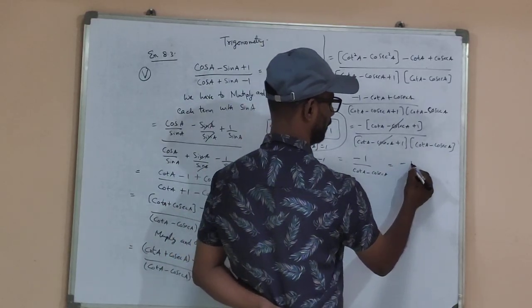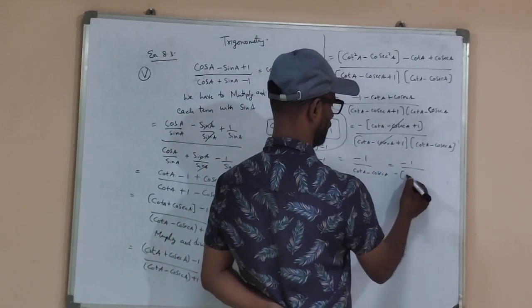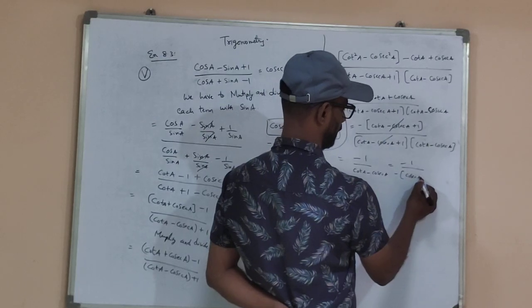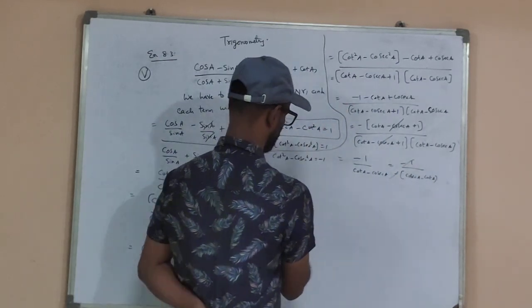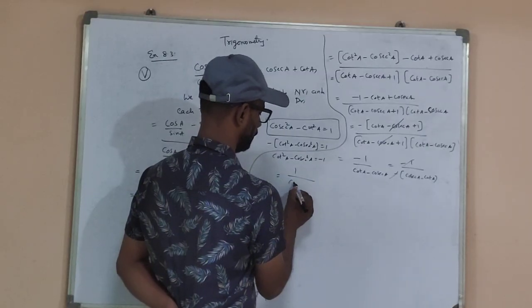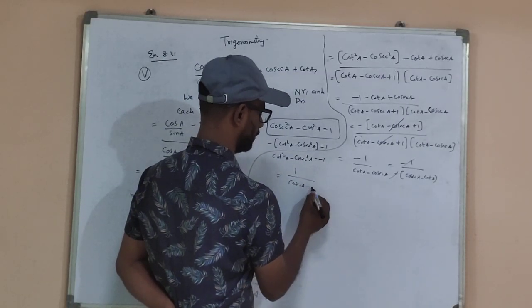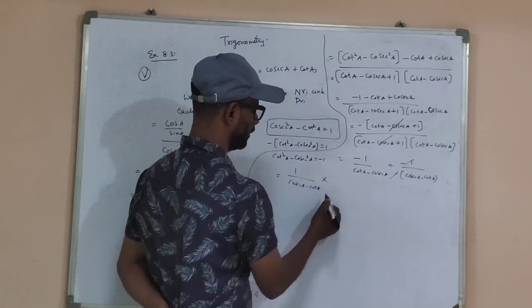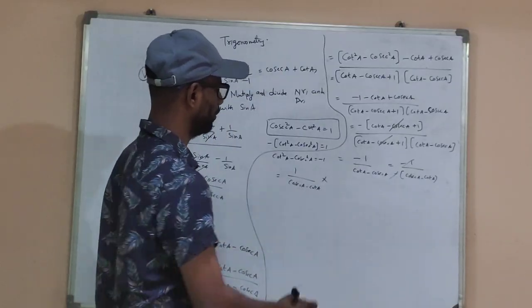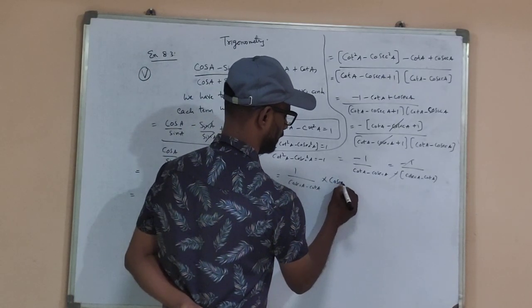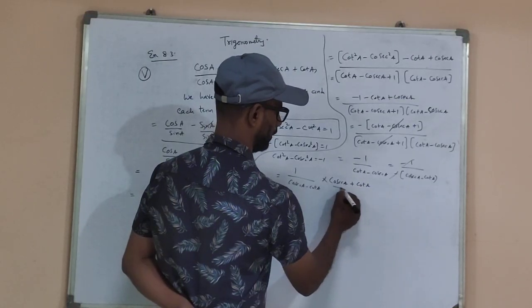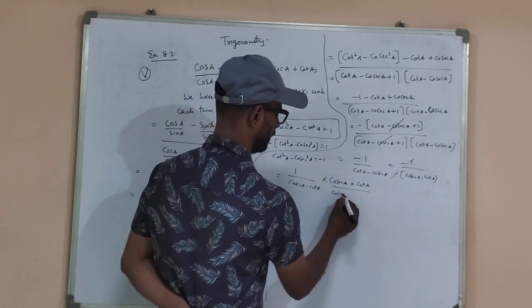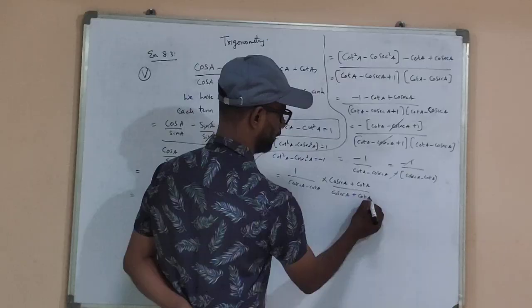Again if we take minus common in the denominator, what happens? Cosecant A minus cot A, minus minus gets cancelled. So finally we are left with 1 by cosecant A minus cot A. Again if we do rationalizing with respect to the denominator, the sign of cosecant A will be changed: cosecant A plus cot A by cosecant A plus cot A.